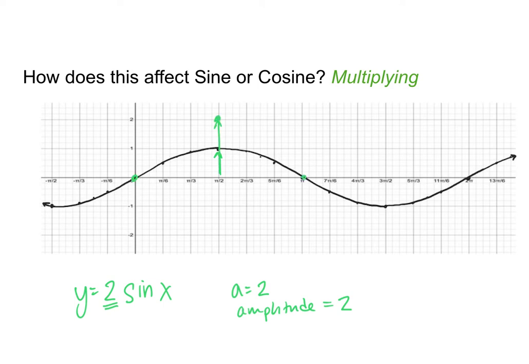The zeros are going to stay the same, but my maximums are going to double. My minimums are also going to double. So my minimums also become lower. The effect is a vertical stretch.